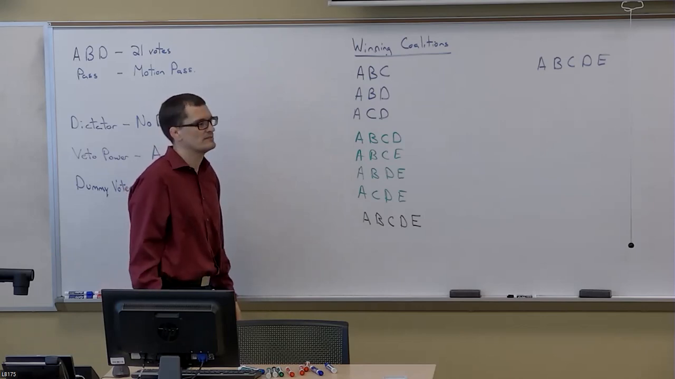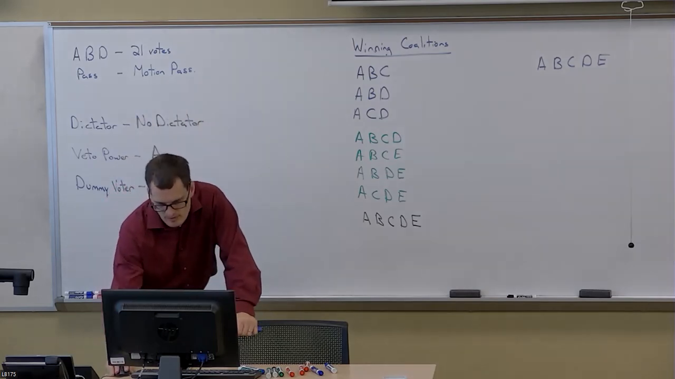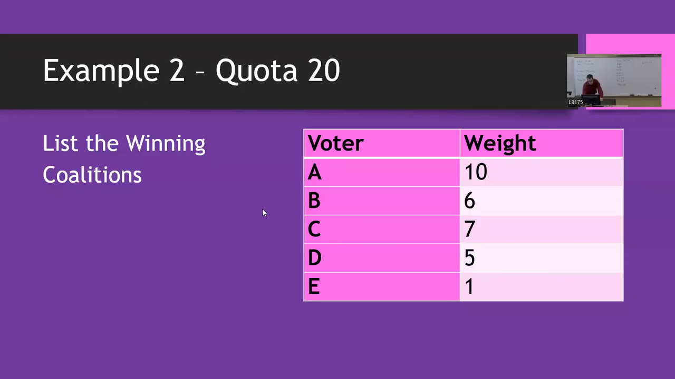Does that make sense? So all of the winning coalitions, I just look at all the groups that add up to 20. Listing those things out is going to be important for some stuff we do later.